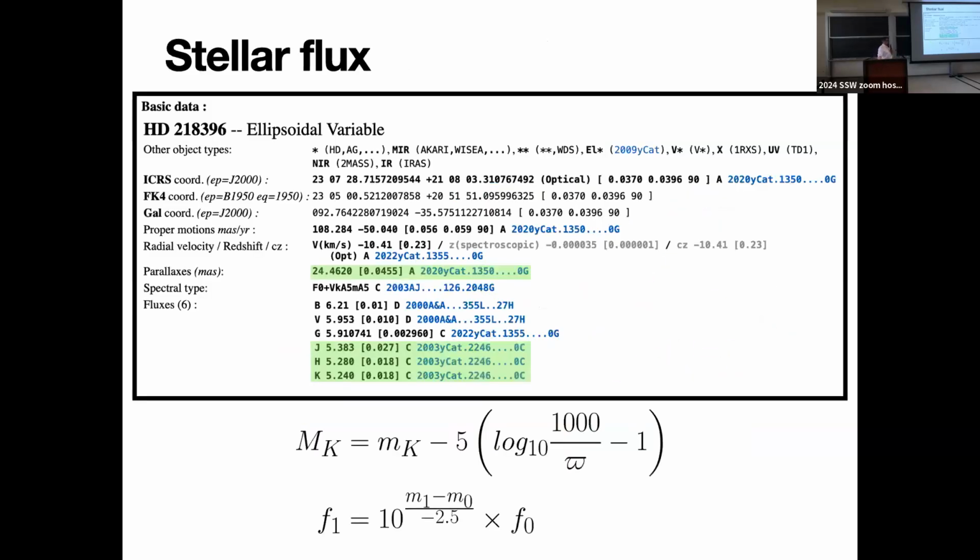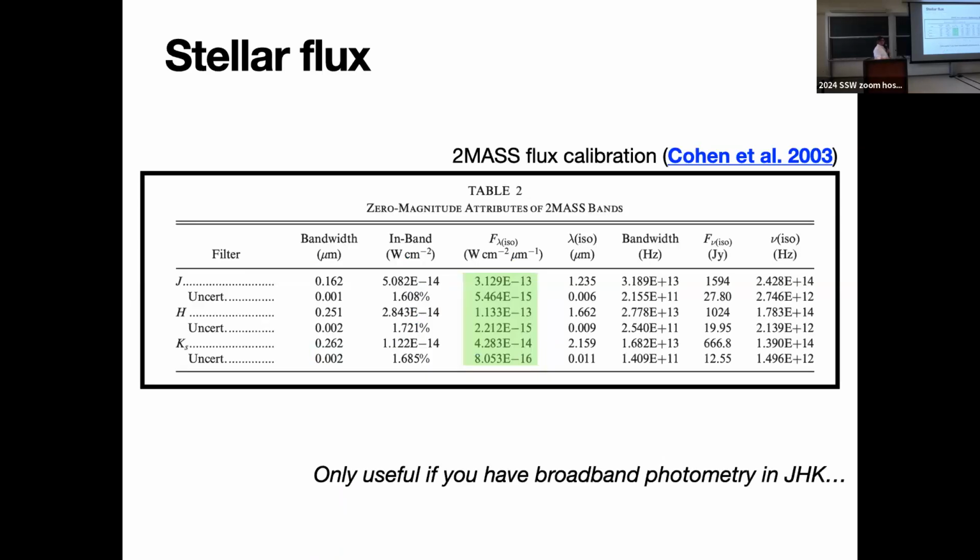Now, if we have broadband data of our planet in the JHK bands, it's relatively straightforward. We can just go to Simbad, type in the name of our star, look at the flux from 2MASS, look at the parallax, and then use these equations to work out what is the flux of my star in some physical units that I can use to compare to atmospheric models. This does require knowledge of the zero point of the filter system we're using. So in this example for 2MASS, this is the flux of a 0th magnitude star in watts per centimeter squared per micron. But similar tables exist for other filter systems as well.